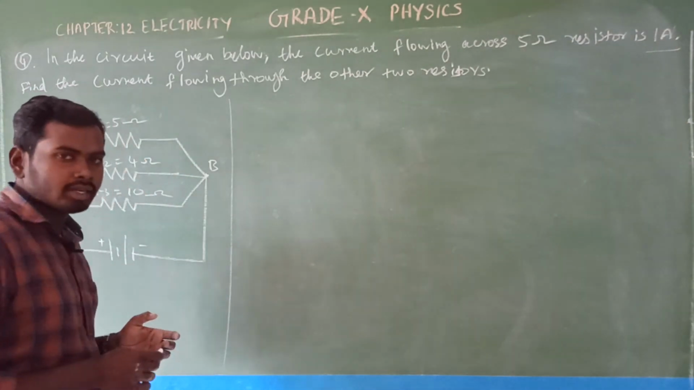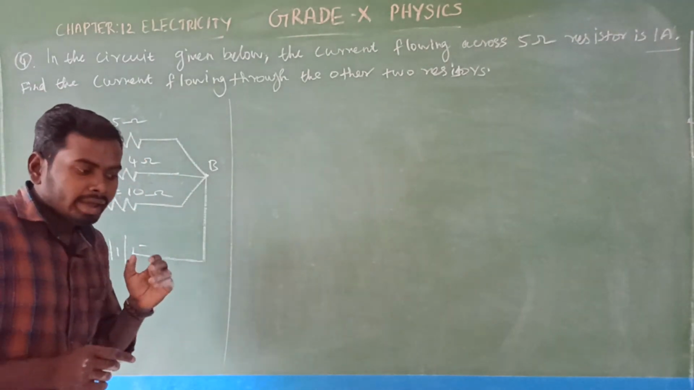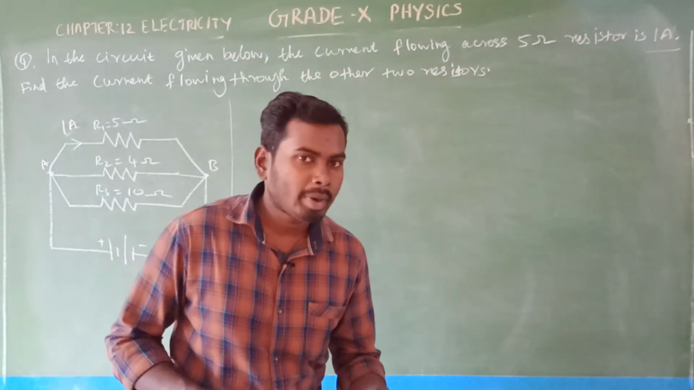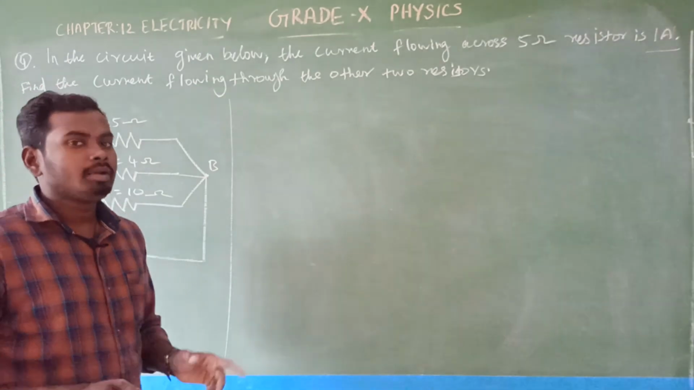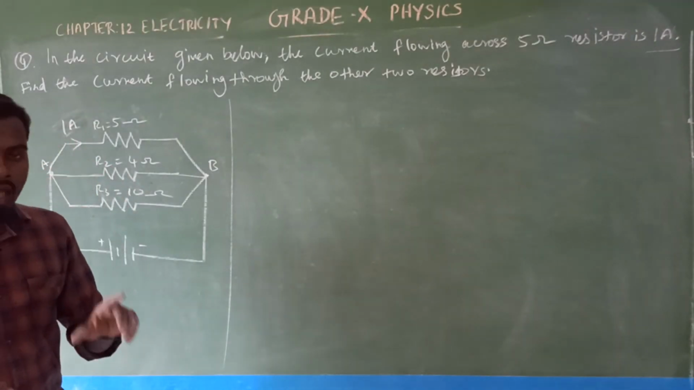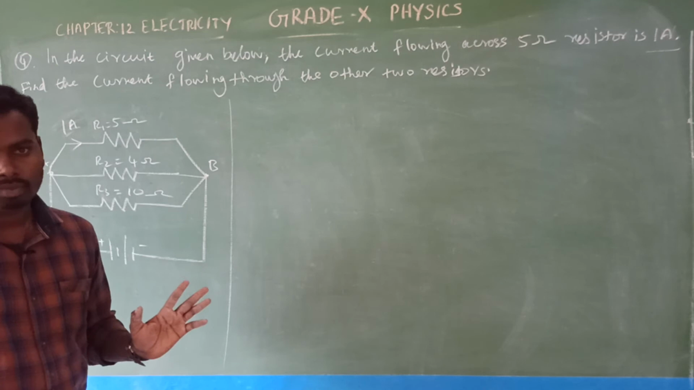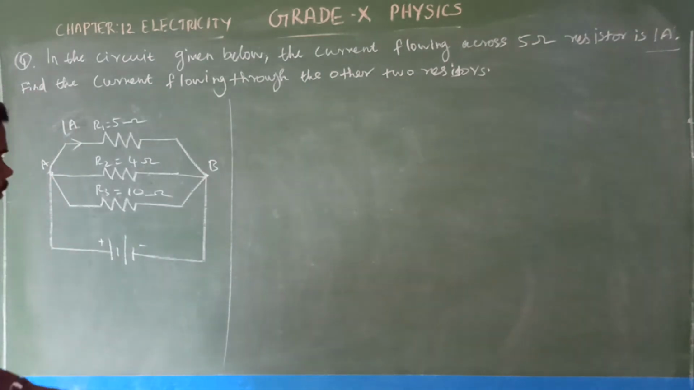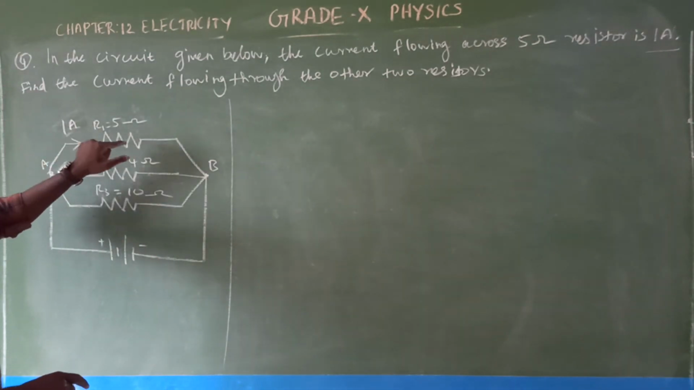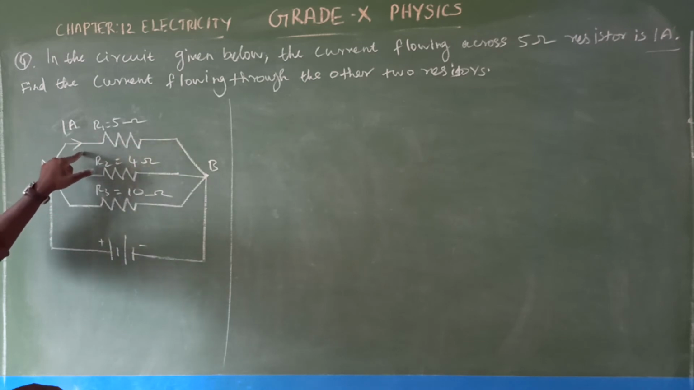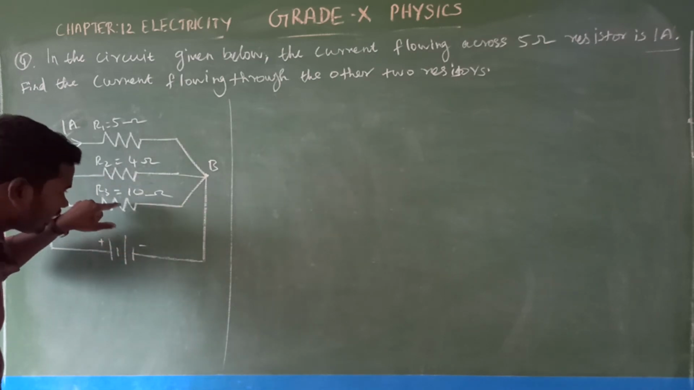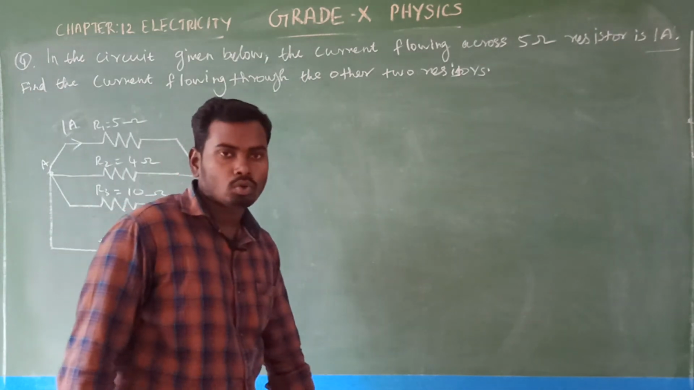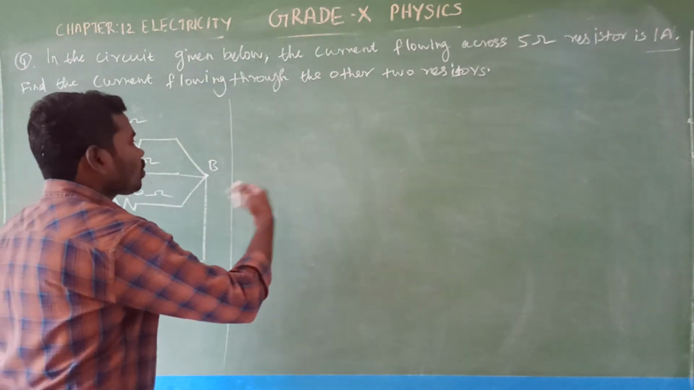So we need to calculate the current value. Already we know, in parallel combination, what remains the same? Yes, voltage remains the same. In parallel combination, voltage remains the same, but current gets distributed. So across the resistor R1, which means 5 ohm, 1 ampere current is flowing. But we need to calculate how much current is flowing across the resistors R2 and R3. That is the question. Is it clear? Yes. So how can we calculate, sir?